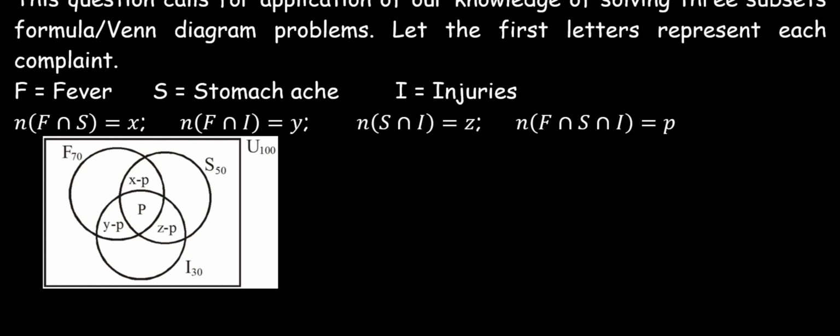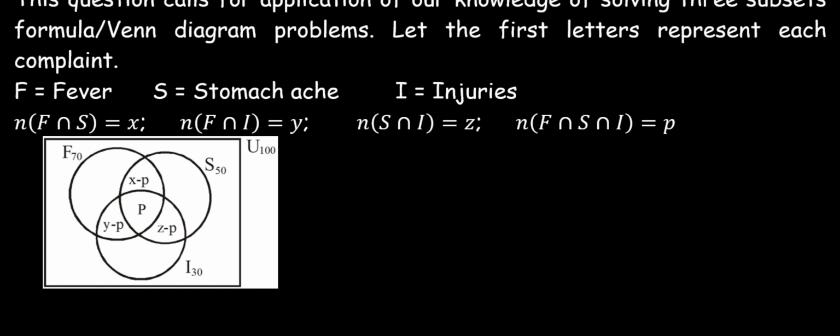If you look at the Venn diagram carefully, you will see that the universal set is represented by U outside the box, 100. Now, we have said that the general intersection, F intersection S intersection I, is P, and that is where we start from. Then next, F intersection S is X, so we subtract P from X. Whereas F intersection I is Y, so we subtract P from it. Also, S intersection I is equal to Z, so we subtract P from it.